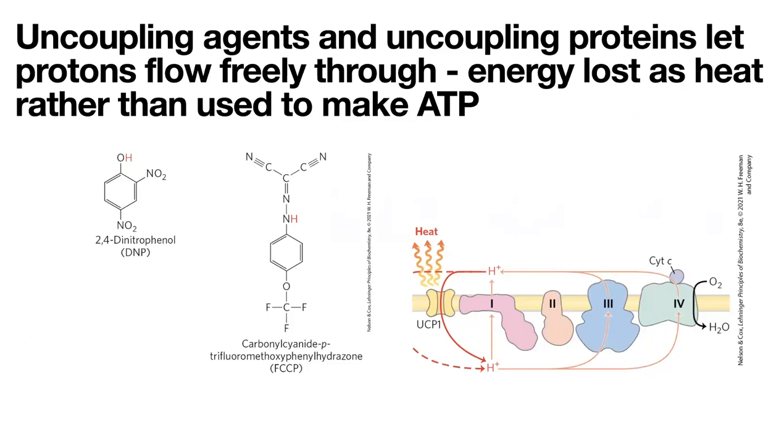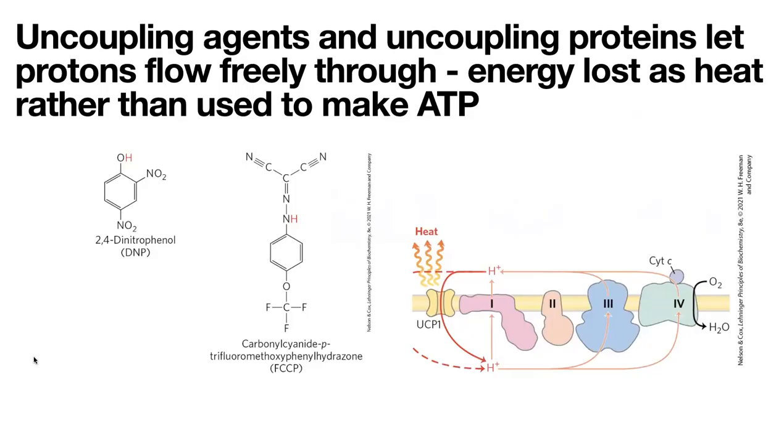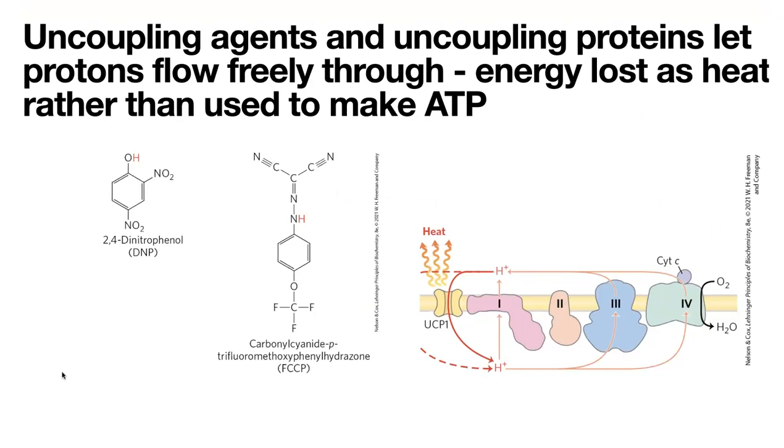When we talk about coupling, we have this coupling of the production of ATP to the movement of electrons through this respiratory chain, through this electron transport chain. We can talk about uncoupling as if we basically uncouple the two. We make it so that the movement of electrons isn't directly linked to the production of ATP. This could be a big issue or it could be helpful. So why might it be helpful?